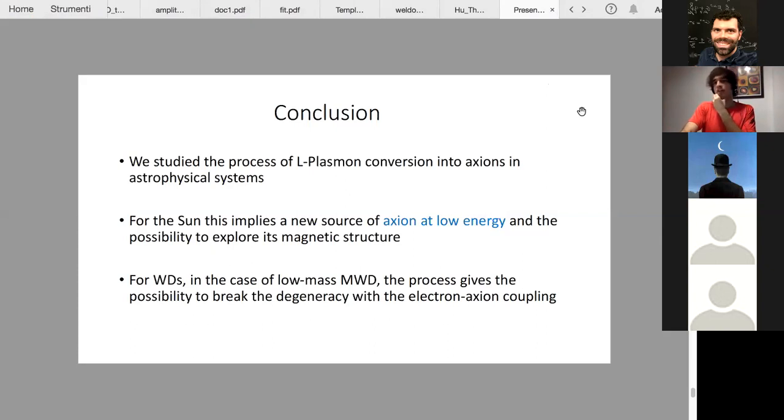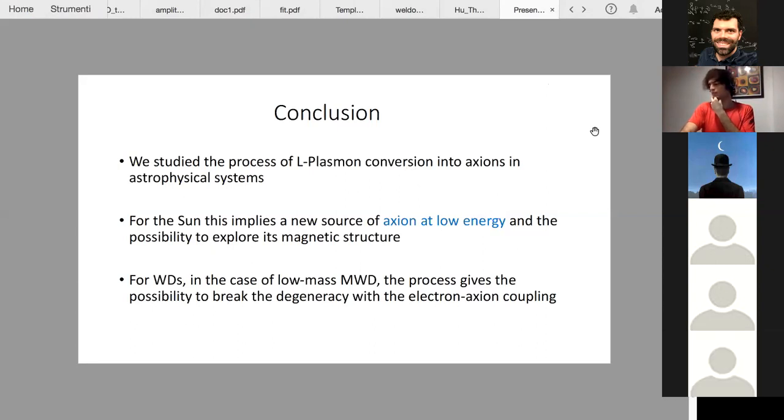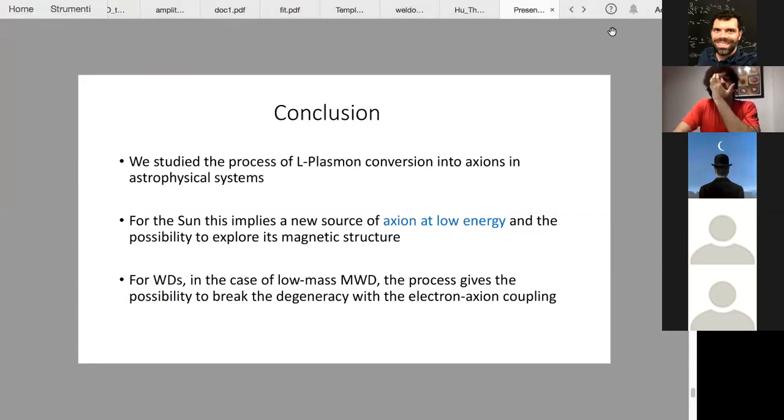But if you have any other idea, we also did this work because I think this process is usually not considered, as most people just think about the transverse modes of photons and the usual conversion, while I think this could be interesting. Many follow-ups are coming, so stay tuned, and please ask me whatever you want now. Thank you, I'm done.